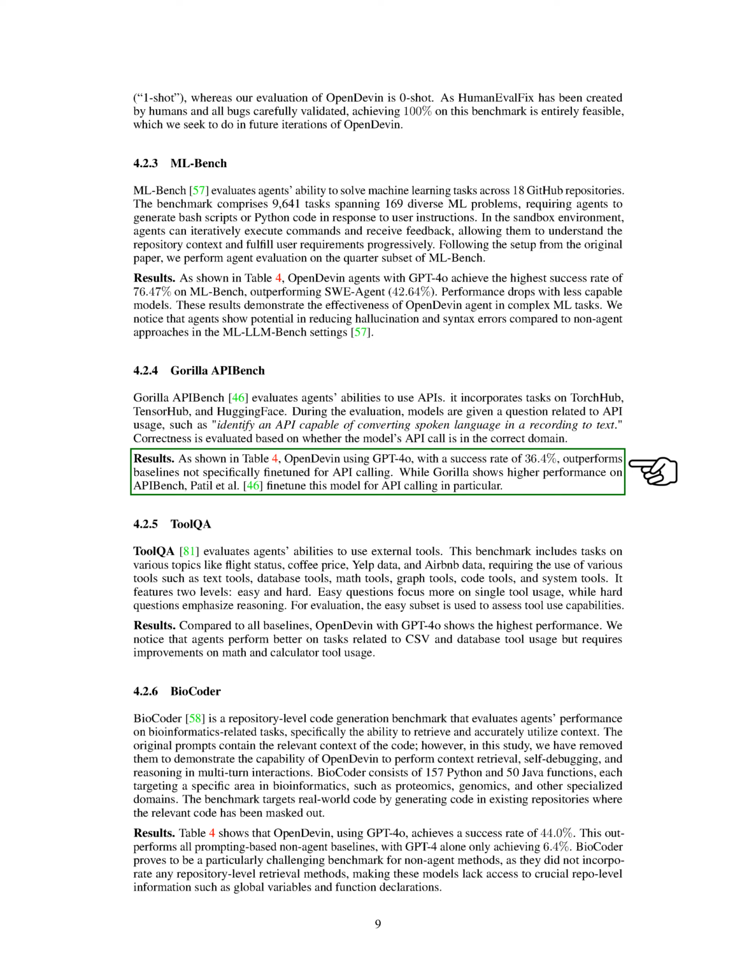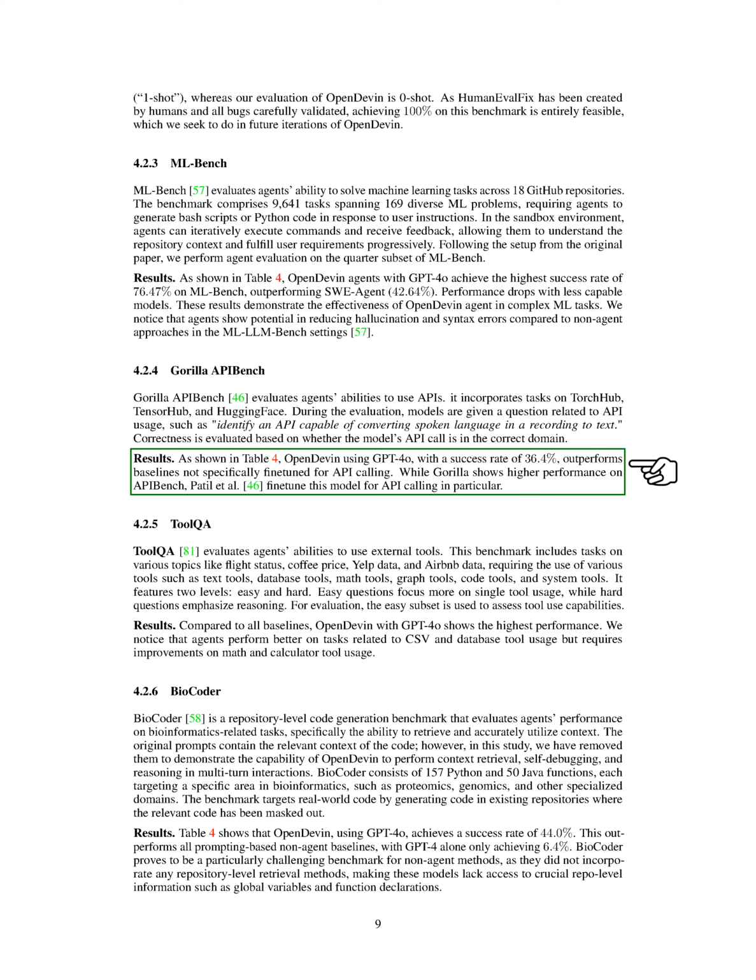Our findings show that OpenDevin with GPT-4o achieves the highest performance compared to all baselines. We note that agents excel in tasks involving CSV and database tools but need improvement in using math and calculator tools. We also evaluate Biocoder, a benchmark for code generation at the repository level, specifically targeting bioinformatics tasks. This benchmark assesses agents' ability to retrieve and effectively use context. While the original prompts included relevant context, we removed this information in our study to demonstrate OpenDevin's capability for context retrieval, self-debugging, and reasoning through multiple interactions.